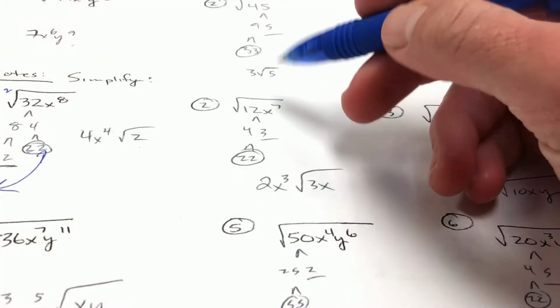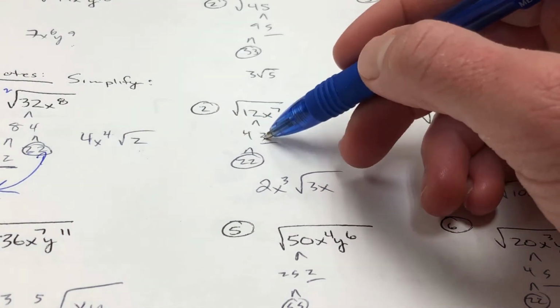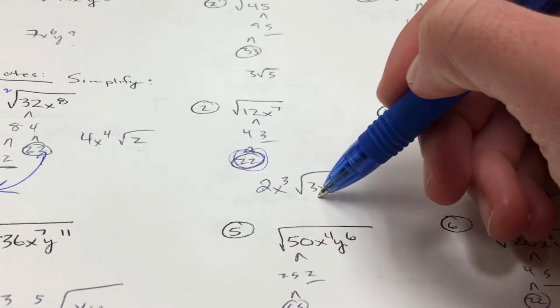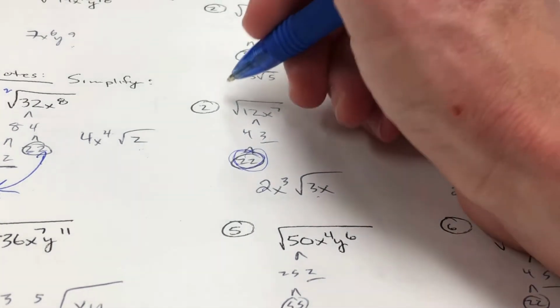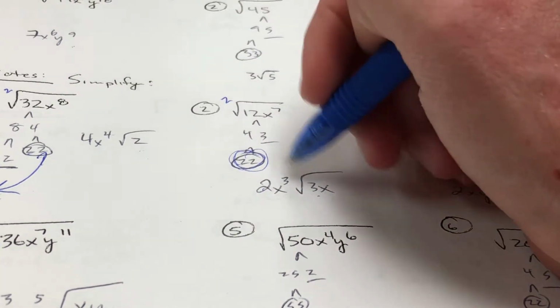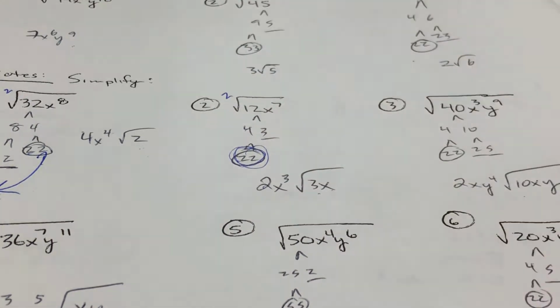On number 2 here, square root of 12, let's break that down. 4 and 3, 4 is 2 and 2. So this pair breaks out. 3 stays on the inside of the root. This 2 goes into 7. If I have 7 of x and I want to make pairs, I can make 3 pairs with 1 left over. 2 goes into 7 3 times with 1 left over.